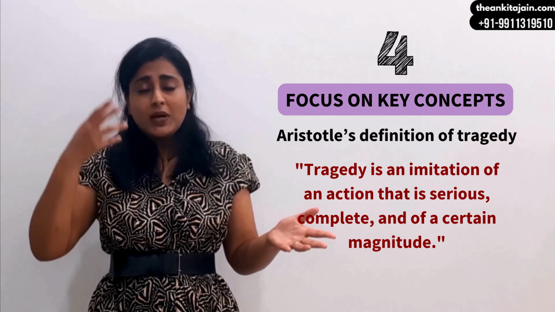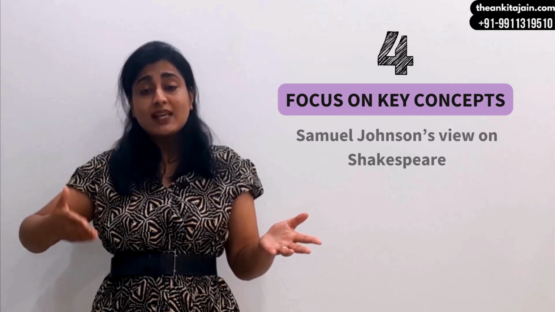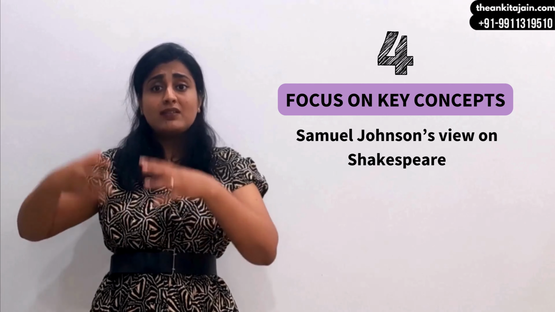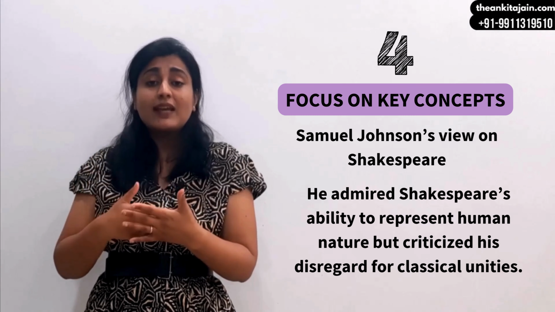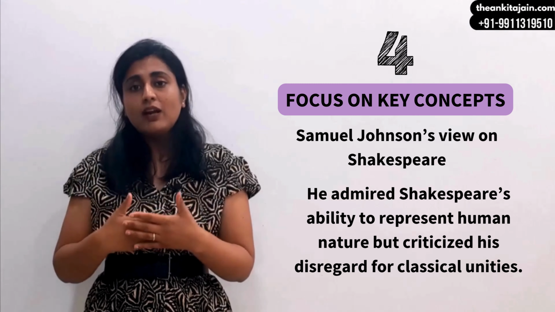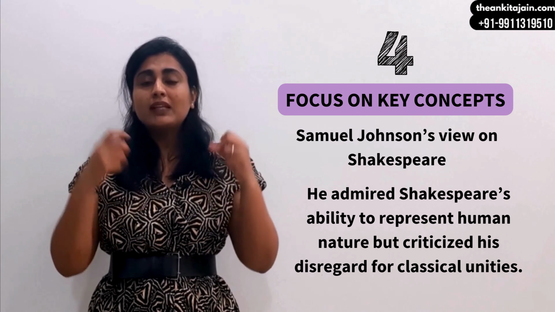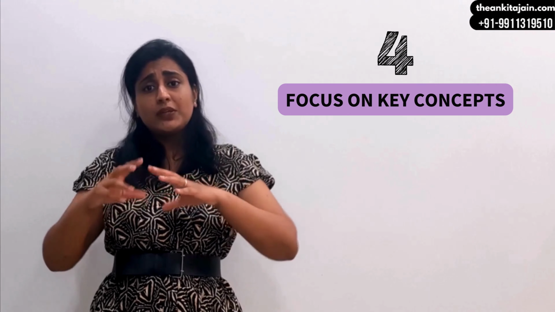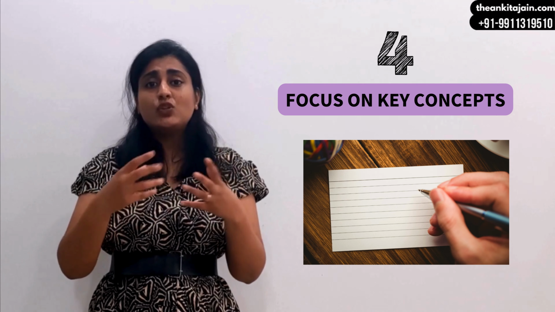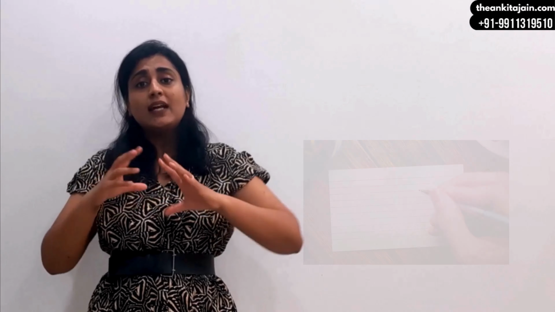Okay, you understand what Samuel Johnson had said about Shakespeare, that he admired his ability to represent human nature, but then he criticized Shakespeare's disregard for classical unities. Again, something that you have to know, right? This is another tip, that you create flashcards with these key quotations and concepts, and that can actually be a great way to review and to remember them, right?